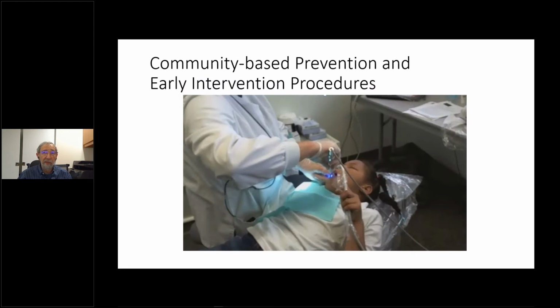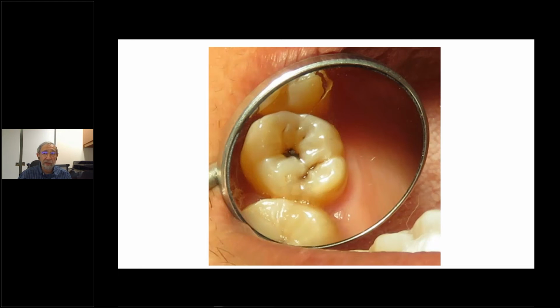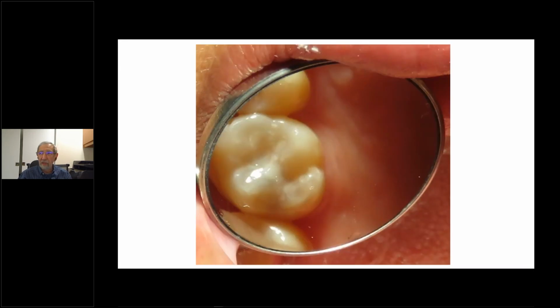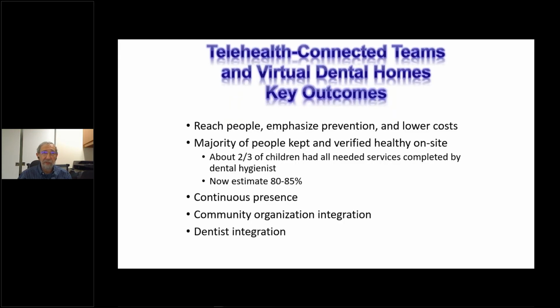So, an example of a child in a school that doesn't necessarily need to make the trip to the dental office. Here's an application of silver diamine fluoride. Here's an application of an interim therapeutic restoration. This is no drilling, no anesthetic, just a scoop and fill technique using glass ionomer. The data is now clear that these things can last for many, many years. And so we did a demonstration of this whole concept across California in 13 communities and 50 sites over a 6-year process. And we're able to demonstrate that this is really something that can work. We can reach people who are not typically getting care, emphasize prevention, lower costs.